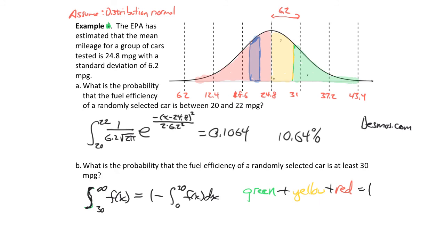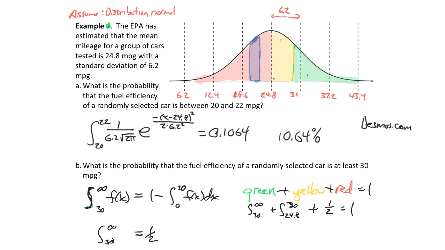And I'm just going to do it symbolically here. The integral from 30 to infinity. The yellow portion is the integral from 24.8 to 30. And the red portion, I'm not even going to write it as an integral. I just know that's equal to 1/2. And that's equal to 1. Now, if we do a little bit of algebra, we can subtract 1/2 from both sides. When we subtract 1/2 from both sides, we end up with the integral from 30 to infinity is 1/2. 1 minus 1/2 will give me 1/2.